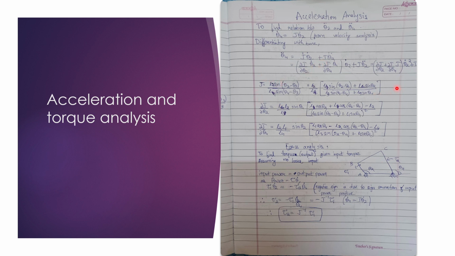Since we already have an expression for J in terms of theta 2 and theta 4, and since we know the relation between theta 2, theta 3 and theta 4, we can easily obtain the values for del J del theta 2 and del J del theta 4.